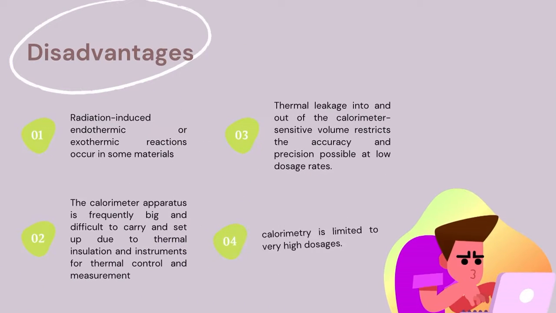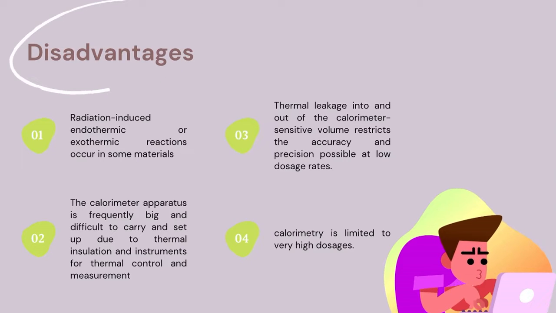On the other hand, there are many disadvantages of calorimetry. 1. Radiation-induced endothermic or exothermic reactions in some materials. 2. The calorimeter aperture is frequently big and difficult to set up due to thermal insulation and instruments for thermal control and measurement. 3. Thermal leakage into and out of the calorimeter sensitive volume restricts the accuracy and the precision possible at low dose rate. 4. Calorimetry is limited to very high dose.